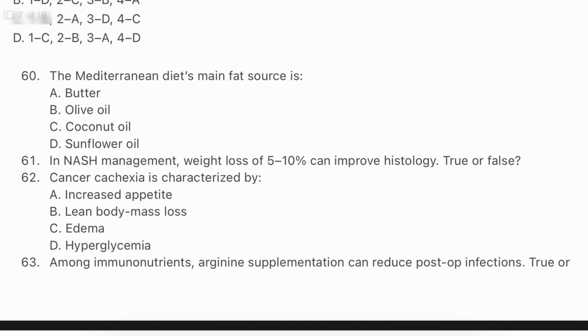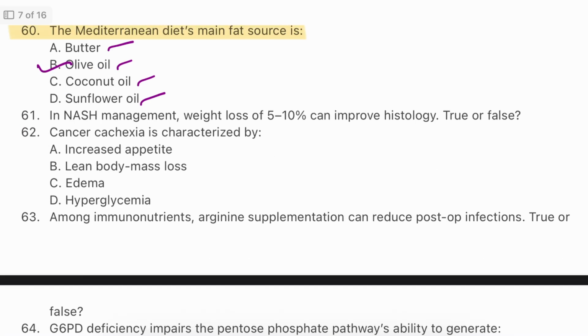Question number 60. The Mediterranean diet main fat source is butter, olive oil, coconut oil, sunflower oil. The answer is B. Olive oil. Mediterranean diet primary fat source is olive oil. Question number 61.